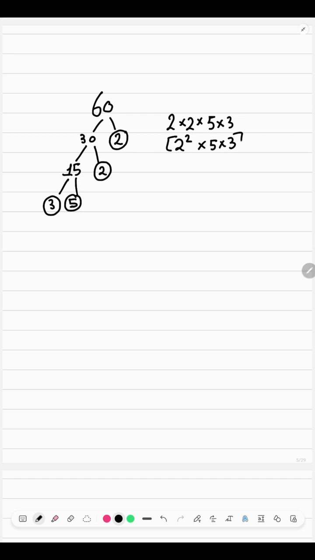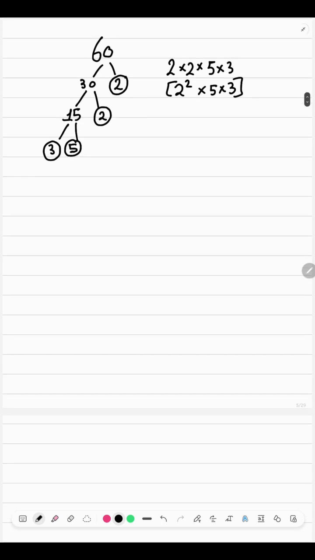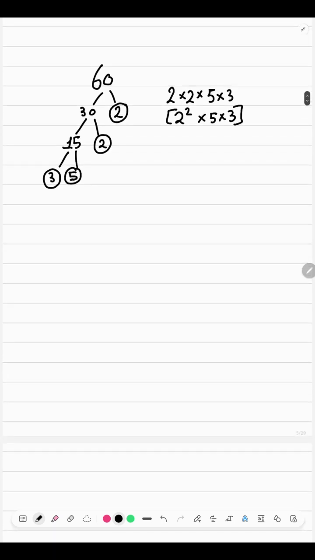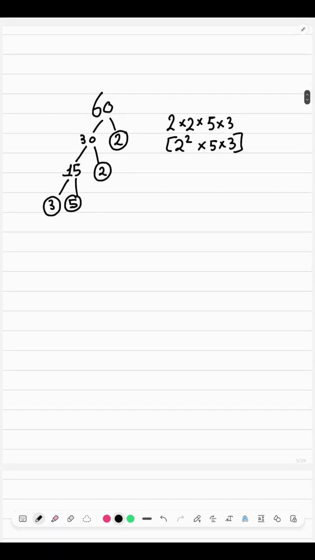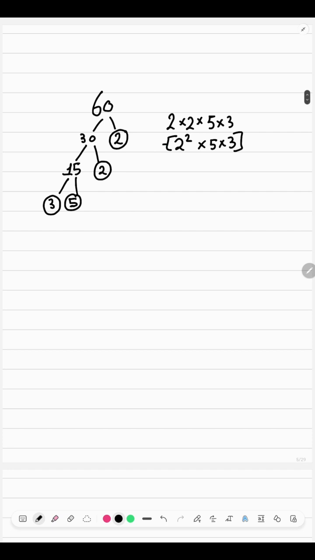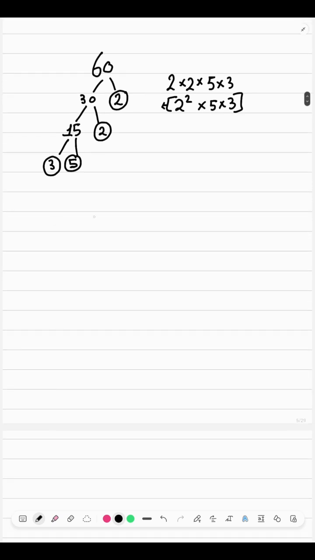Now, how does this link to finding the highest common factor and lowest common multiple of two numbers? When finding the highest common factor and lowest common multiple of two numbers, you can use this form, the product of prime numbers, to find them. So say we have 60 and 48. We know that 60 is 2 squared times 5 times 3 already.